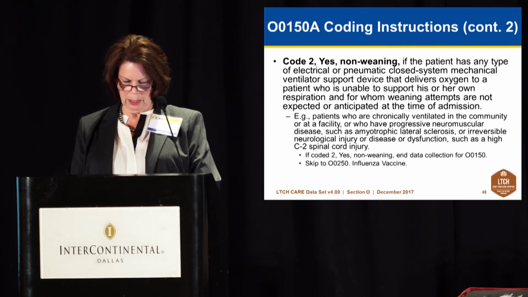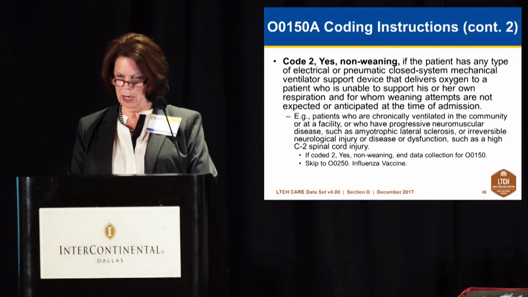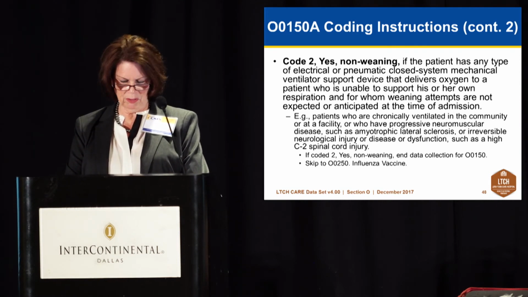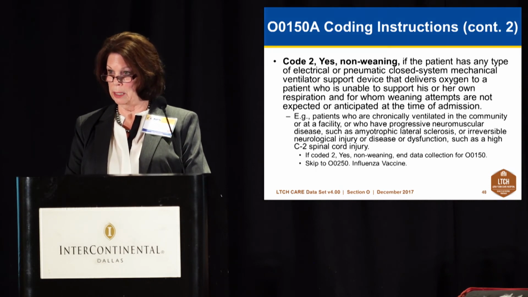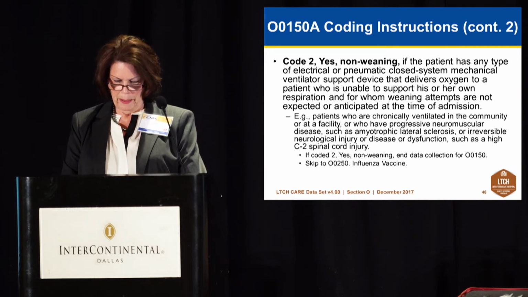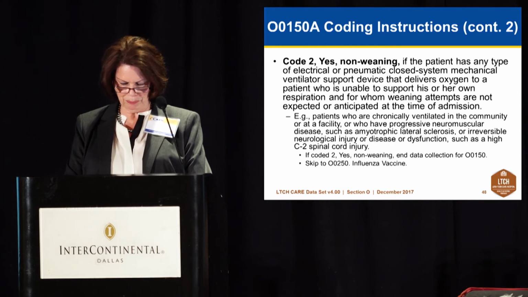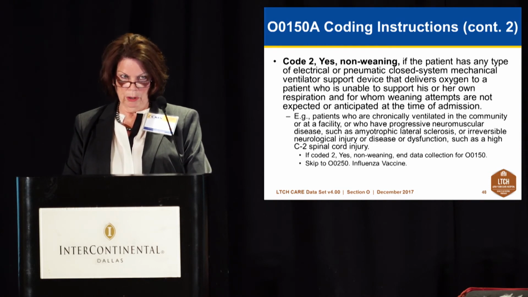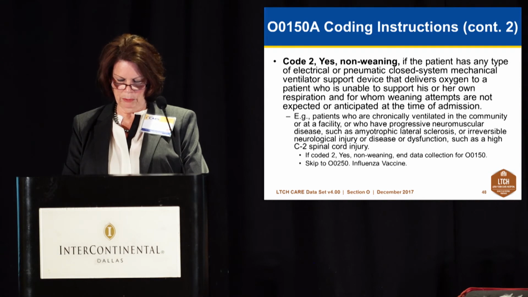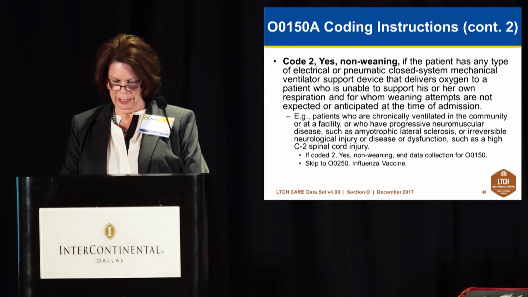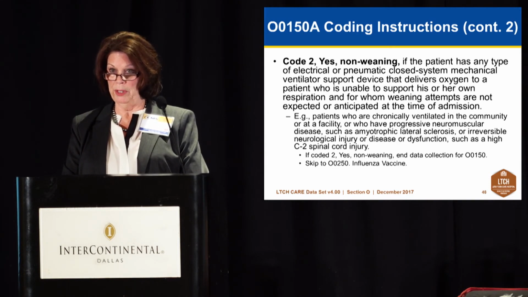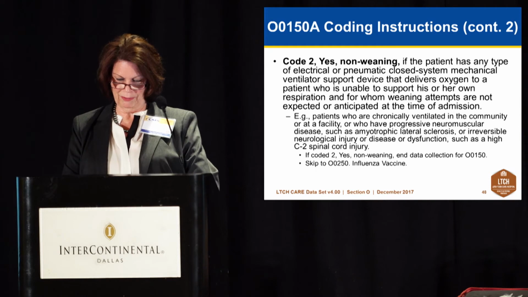of admission. So for instance, patients who are chronically ventilated in the community or at a facility, or who have progressive neuromuscular disease such as ALS, a diagnosis that I mentioned earlier, these might be patients that are not expected or anticipated to wean at the time of admission. If you code yes, non-weaning, this also ends the data collection for O0150. And you're going to skip to the influenza vaccine items.